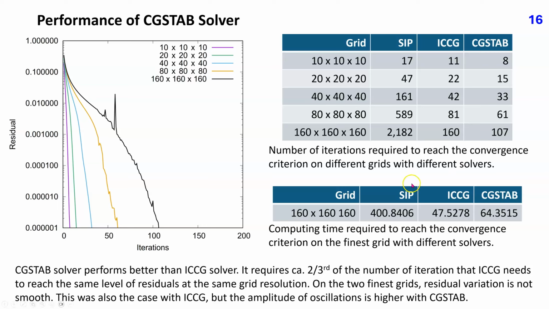SIP solver works for any matrix form, but only on structured grids, while ICCG and CG stub solvers can be used on unstructured grids as well.